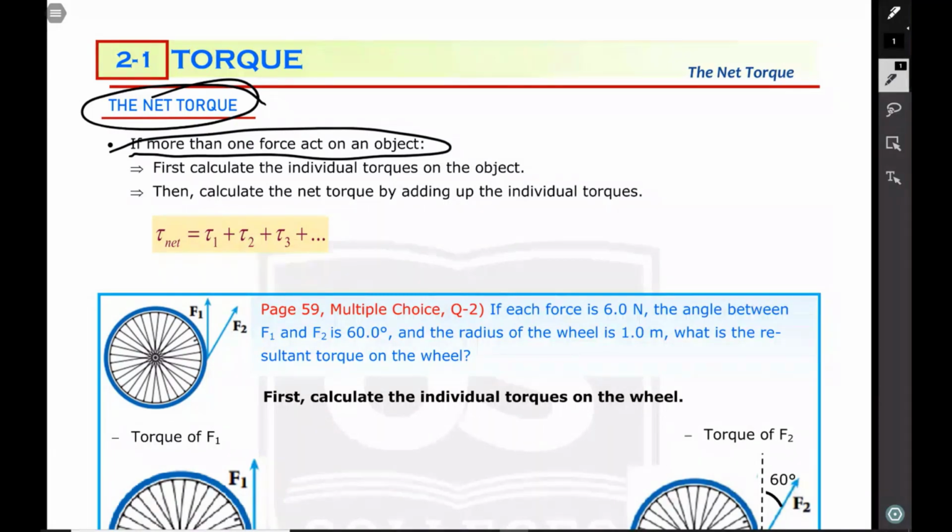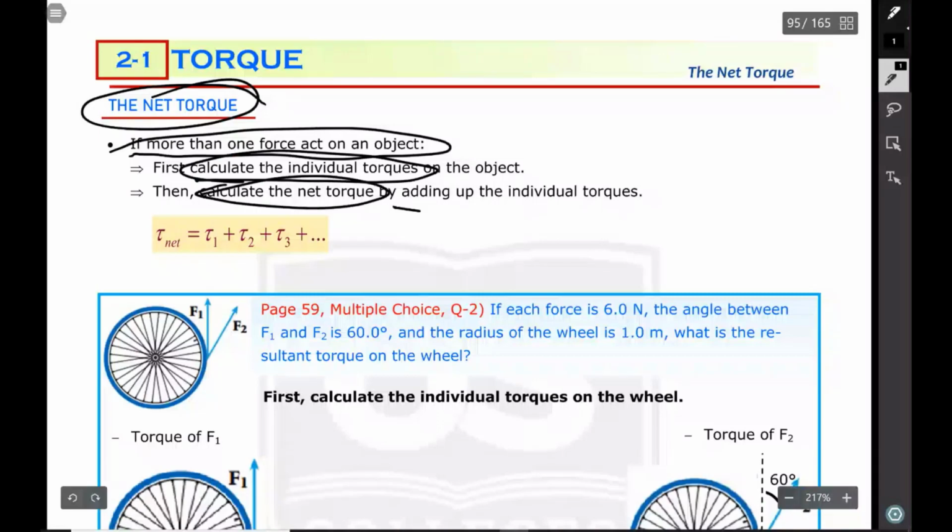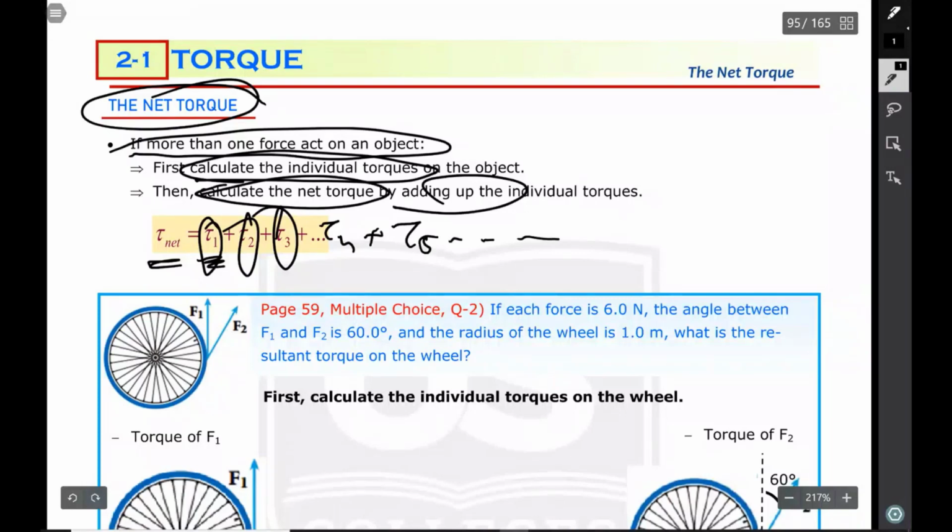If more than one force acts on an object, each force produces a torque. You should calculate the net torque here. But first, you should calculate the individual torque of each force. After that, calculate the net torque by adding up the individual torques. So net torque is going to be the torque of the first force, plus the torque of the second force, plus the torque of the third force, plus the torque of the fourth. How many forces are acting on it? You will calculate the torques, and you are going to find the net torque acting on this object.